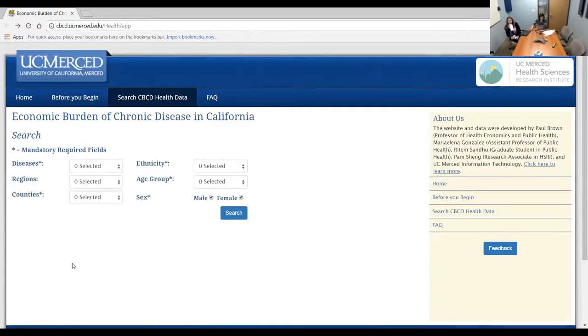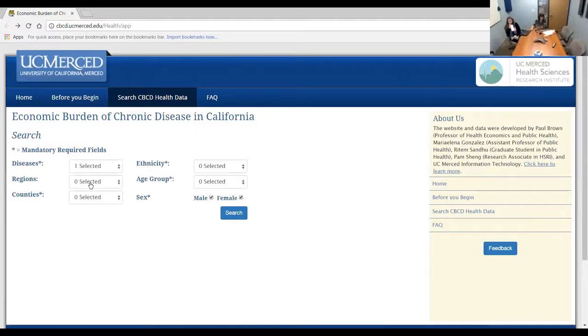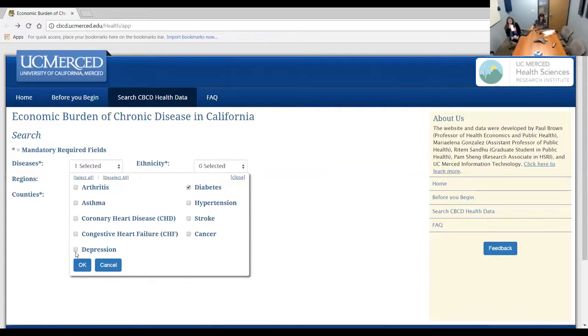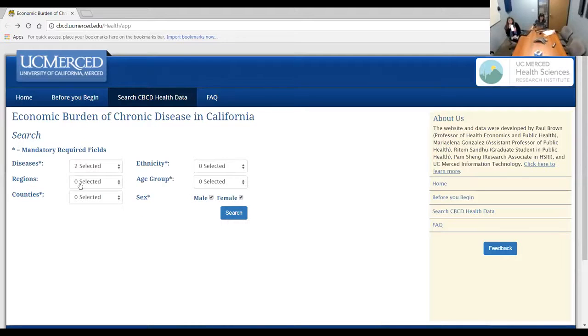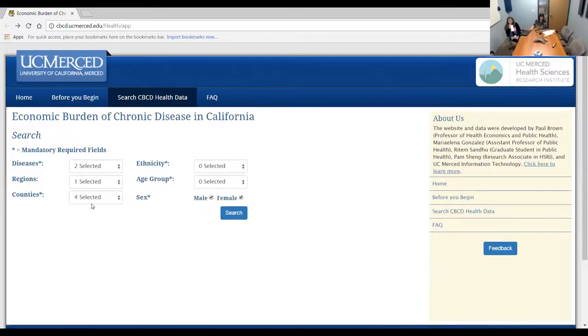Let's look at the economic burden of chronic disease in California for Sacramento. So this can help estimate the cost. For the diseases, today we are going to select diabetes. Actually, I'm going to check two: diabetes and depression. For the regions, I want to look at the Sacramento area counties because that's where my catchment area is.